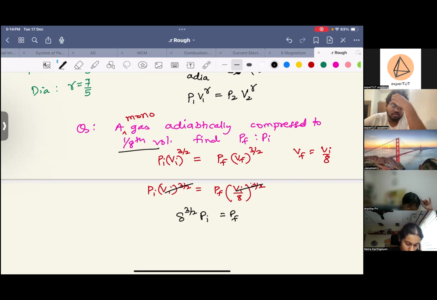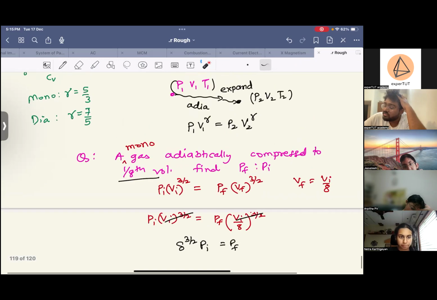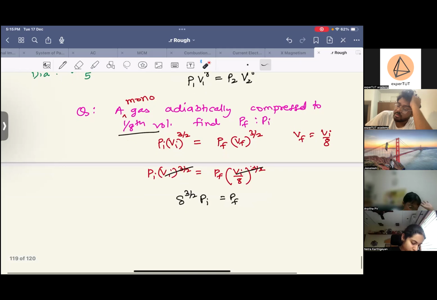Sir, I have a doubt. Yes. Sir, how did you get Vi raised to the power and Vf raised to the power 3 by 2? It cancels on both sides, because here on the left side there is Vi raised to 3 by 2. Sir, how did you get 3 by 2? That's the formula, it is an adiabatic process, so P1 V1 raised to gamma. Sorry, I wrote one thing wrong here. My bad. It is supposed to be 5 by 3. It is 5 by 3, it is not 3 by 2.